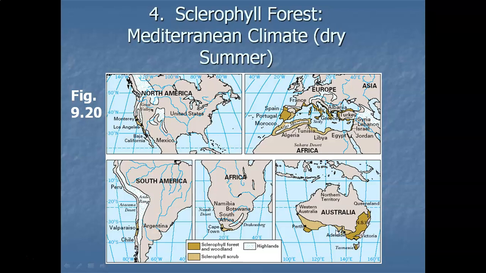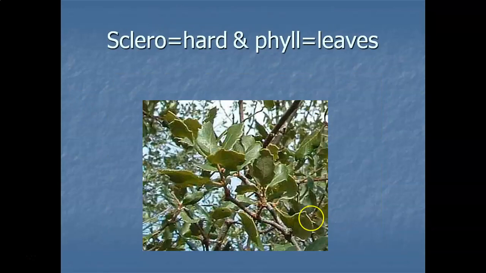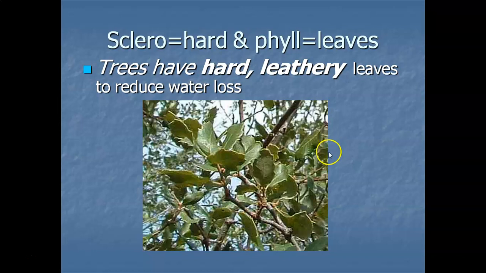Now, remember, it's a dry summer. All right, so that's kind of critical in remembering what this forest is all about. All right, let's break down the words. Sclero means hard, and phyll means leaves. And so the trees in the sclerophyll forest have hard and leathery leaves to reduce water loss during summertime.